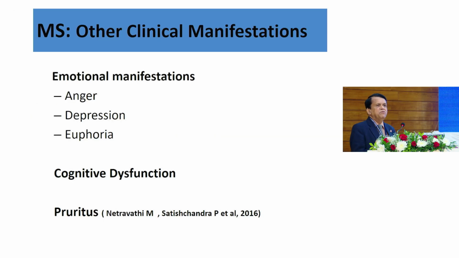And other manifestations are also there, which include emotional involvement in the form of anger, depression and euphoria. You have to remember, the patient may have such a severe neurological manifestation, but they are sometimes euphoric, and that may mislead you. So you must keep in mind, if there is euphoria, this is also a part of the illness.